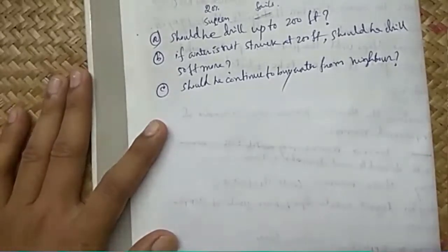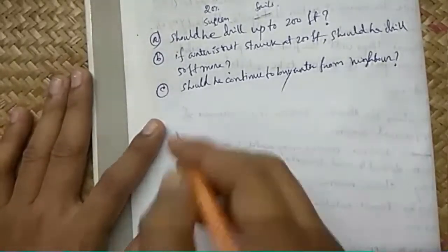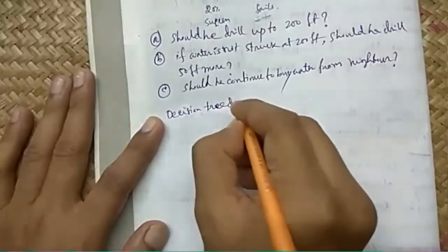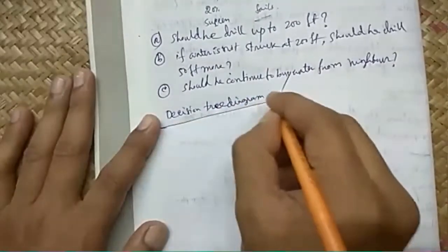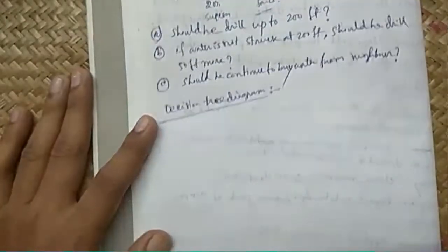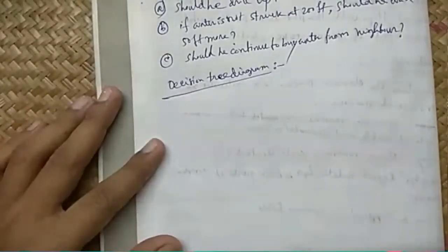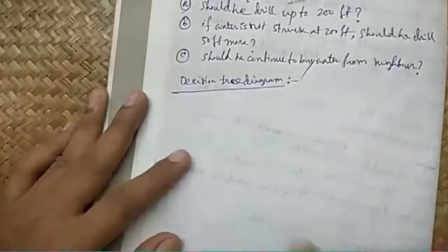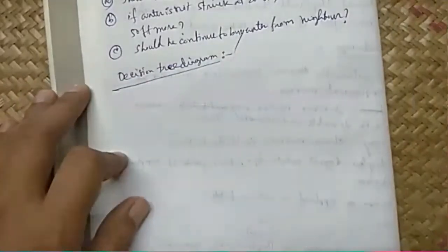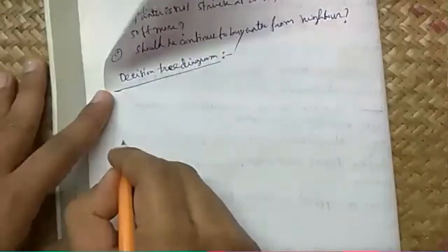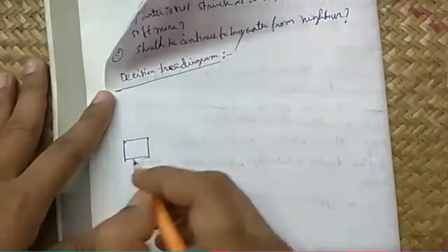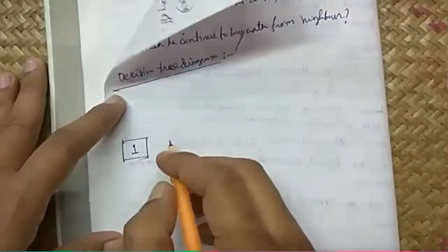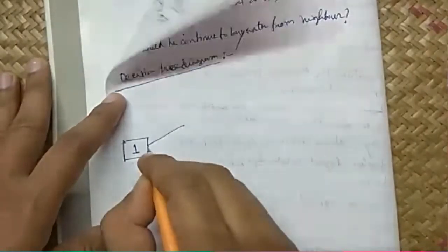So first of all, we have to draw the diagram, the decision tree diagram. The diagram is to be drawn from left to right, and the analysis should be done from right to left. Okay. Now, first of all, we have a decision node. Decision nodes are rectangular, square. From here, there are two options.